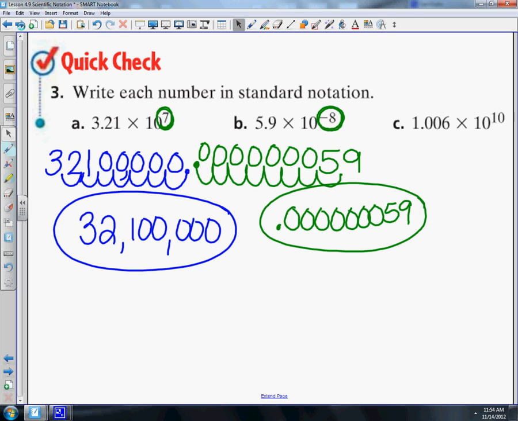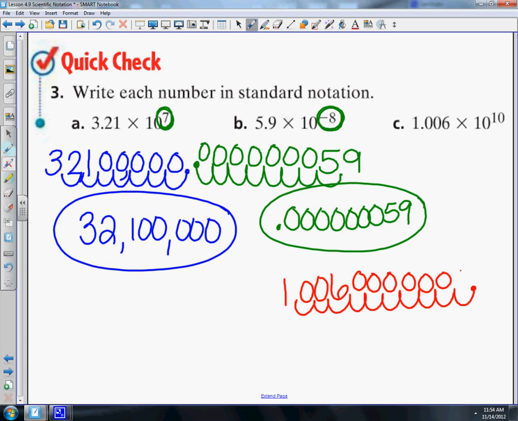And then the last one is 1.006 times 10 to the 10th. So you have 1.006, and I'm going to move it 10 spots. So 1, 2, 3, 4, 5, 6, 7, 8, 9, 10. And then my answer in standard form is 10,060,000,000.